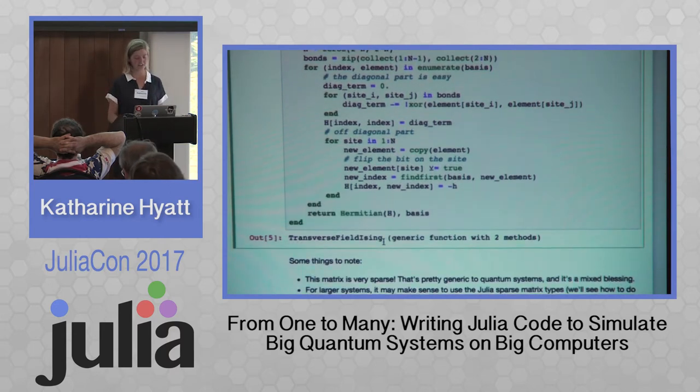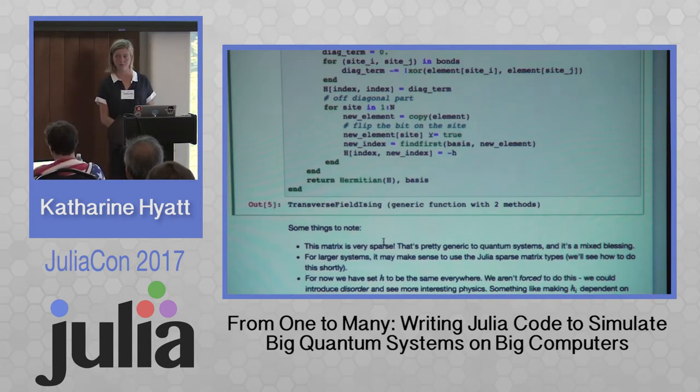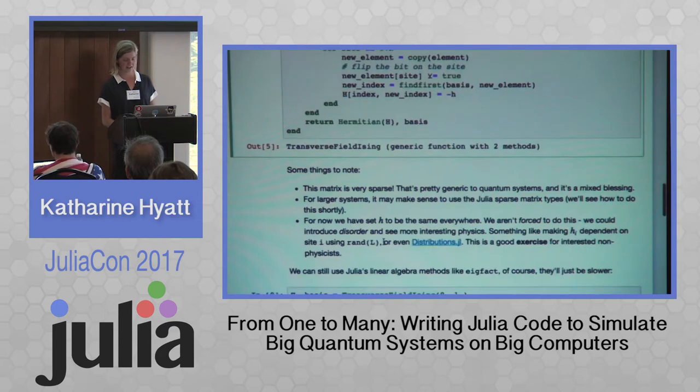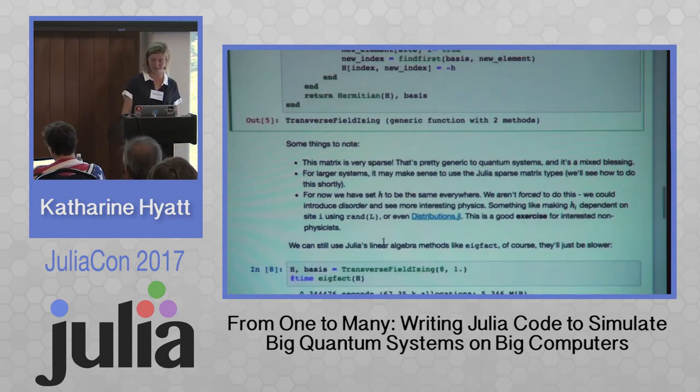So one thing you might also note about this is that this matrix is really, really sparse. And for most solvable quantum models, that's the case. So again, I was lazy and made this a dense matrix. But in the future, for bigger systems, you'll probably want to make the Hamiltonian explicitly sparse.